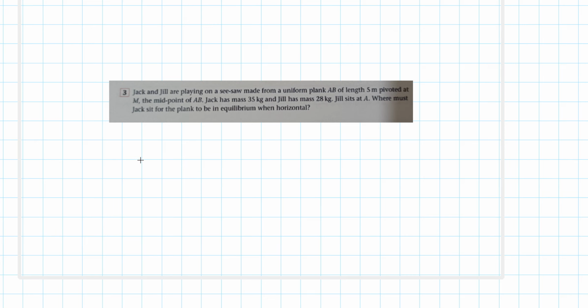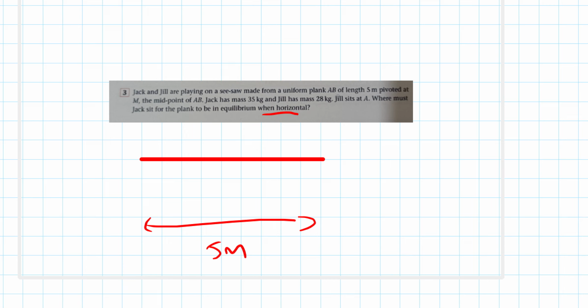Okay, so we're going to play seesaw. It is like this. We assume, again, equilibrium when horizontal. It's got a length of 5 meters, so we know that the whole thing is 5 meters. Pivoted at M, so M is the midpoint, so we're going to assume that there's a midpoint here, and there's going to be a reaction force at that point.